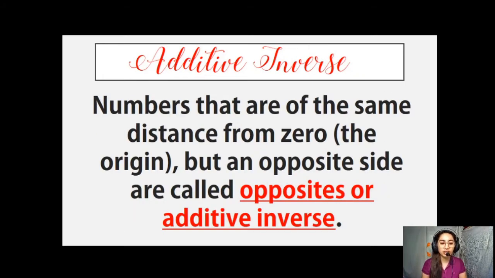That is additive inverse. When we say additive inverse, these are the numbers that are the same distance from 0 but on opposite sides, called opposites or additive inverses. Ibig sabihin, they have the same distance from the 0 but a different sign. Okay, so if it is positive, it will become negative, and if it is negative, it will become positive.